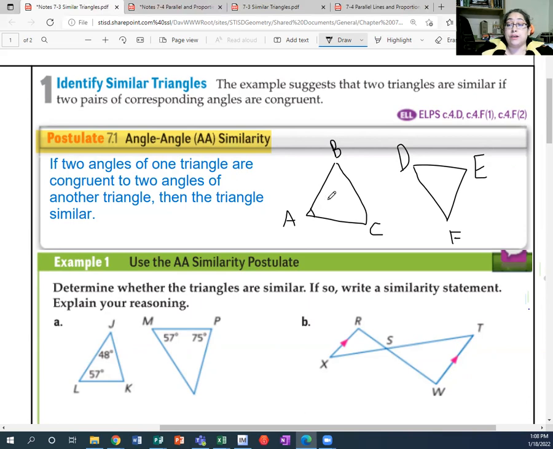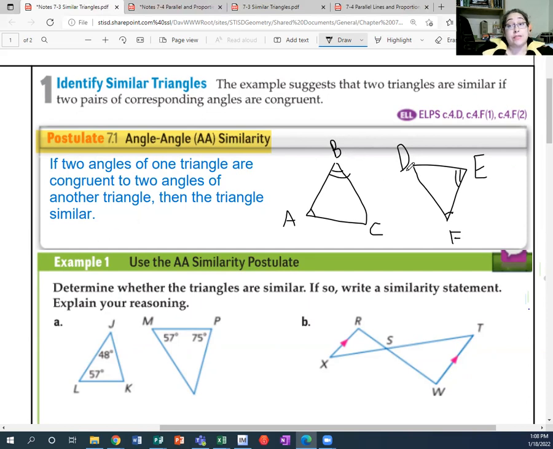So what I'm looking for is a setup that looks something like this. Two triangles where two pairs of angles are congruent to two other pairs of angles. If so, I can state that they're similar.